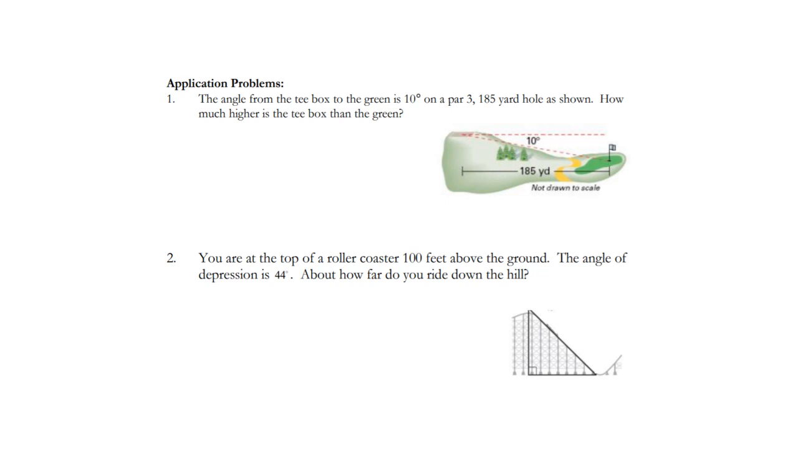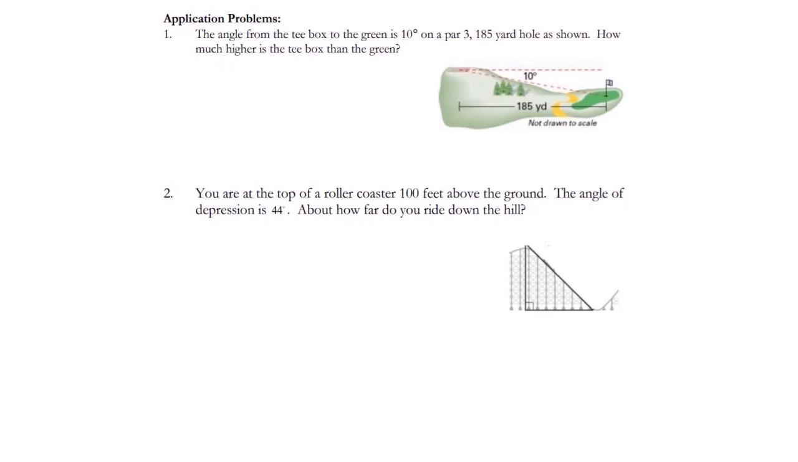All right, so we're going to do some application problems. To be honest, I'm not a big fan of this first one. I'm going to actually move this up and just kind of look at this roller coaster one to start off with here. You are at the top of a roller coaster, 100 feet above the ground. So here we are. You're at the top of the roller coaster. You're in your little cart right here. There you are. You are 100 feet above the ground, which means that this is 100 right here. You're 100 feet off the ground. The angle of depression is 44 degrees.